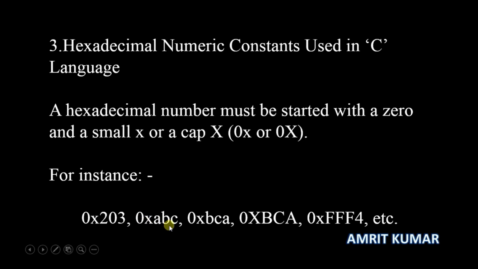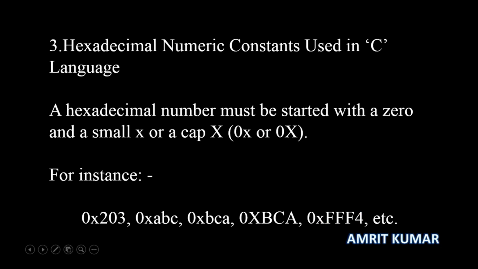So we can say that this is a hexadecimal number because it starts with the 0 and a small x. That's why it is a hexadecimal value. Again, this is a hexadecimal value because it starts with a 0 followed by small x. Again, this starts with a 0 followed by capital X. Here you are seeing this starts with 0 followed by small x, having some letters and a number in it. So this is also a hexadecimal value.